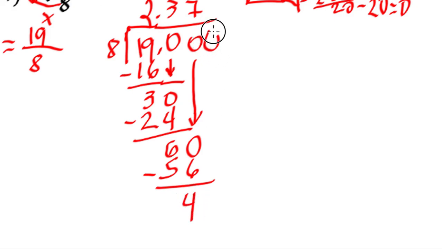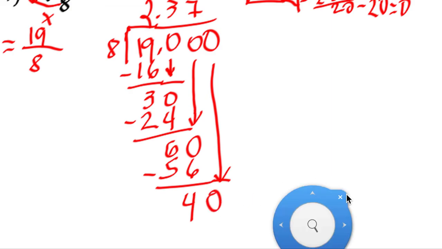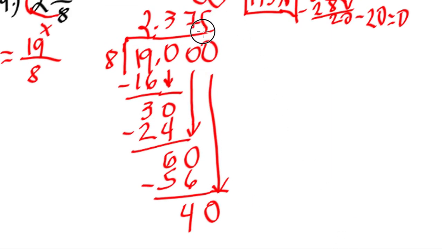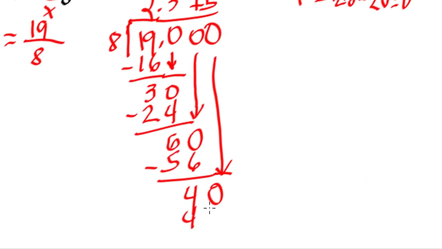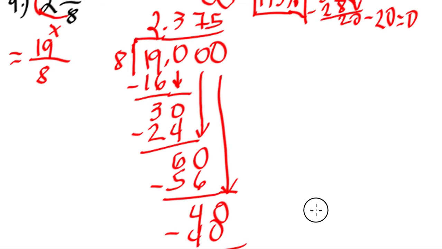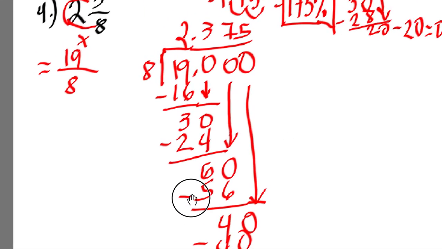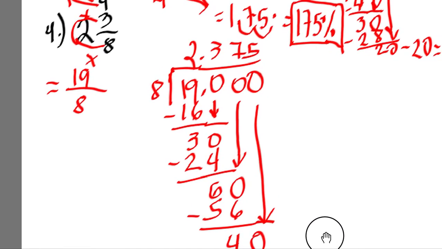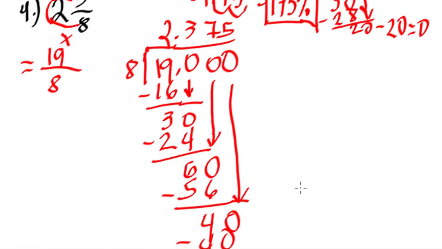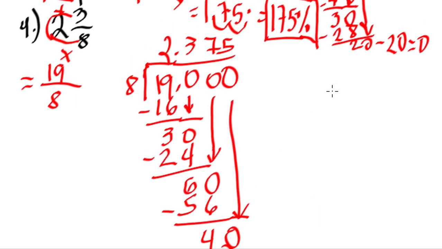Okay, and then install another 0 and bring it down. What we have here is 40. So 40 divided by 8 is exactly 5. 5 times 8 is going to give us 40. And 40 minus 40 is going to give us 0. So that's the end of it. So the decimal form of 2 and 3 over 8 is 2.375.